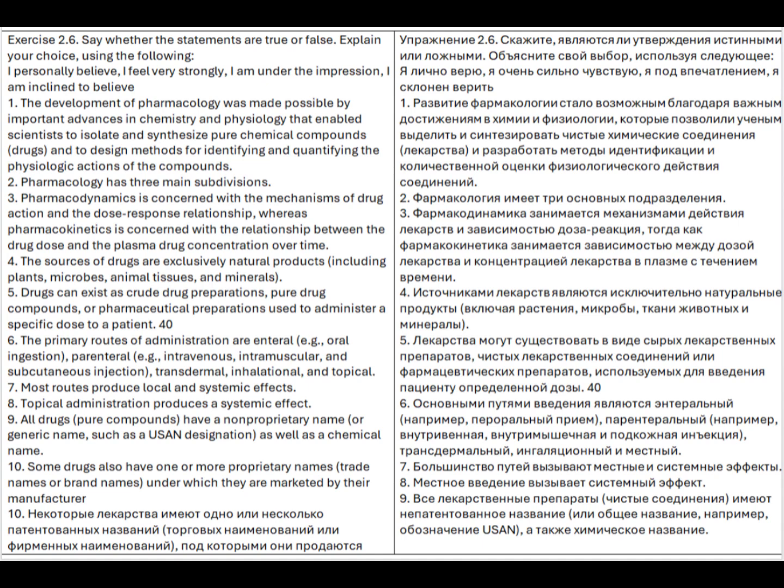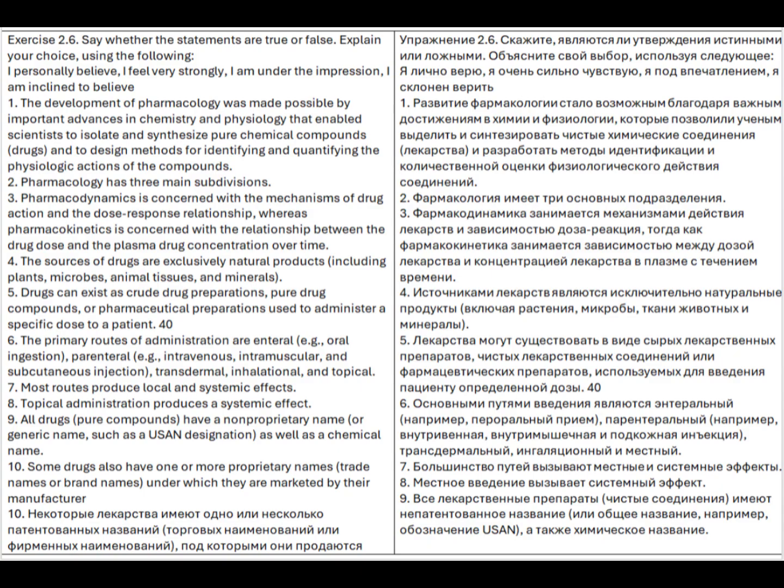3. Pharmacodynamics is concerned with the mechanisms of drug action and the dose-response relationship, whereas pharmacokinetics is concerned with the relationship between the drug dose and the plasma drug concentration over time. 4. The sources of drugs are exclusively natural products, including plants, microbes, animal tissues, and minerals.